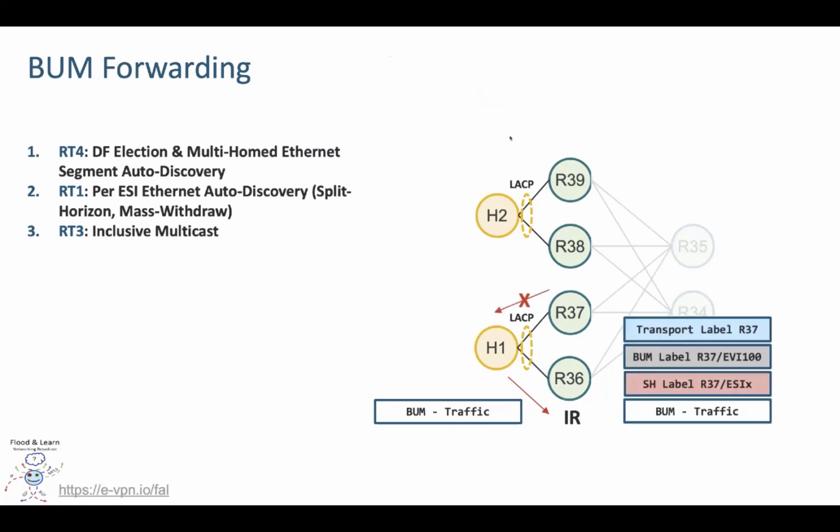And as we discussed, for router 37 what will happen is that I need to impose the split horizon label, which I received earlier by a route type 1. Based on this split horizon label, router 37, when it receives this broadcast traffic, will block the forwarding from router 37 to host H1.